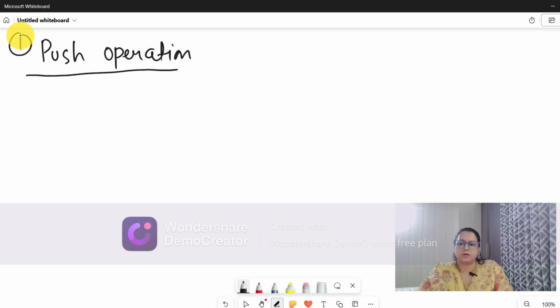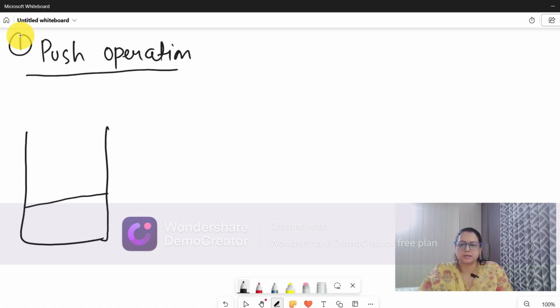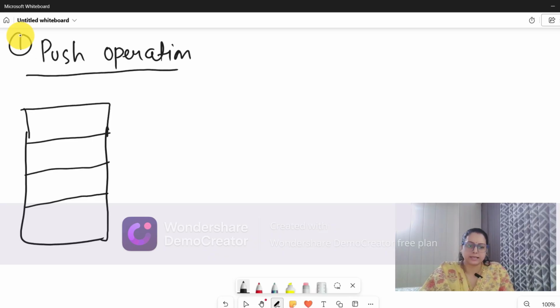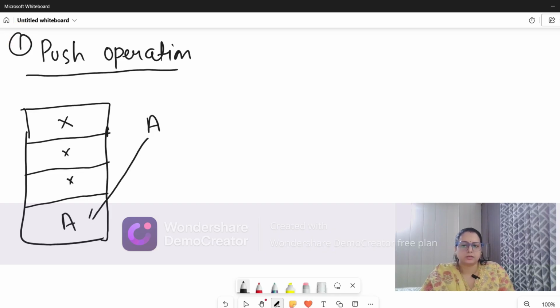Push operation. First of all, we have a stack over here, and this is the stack. The linear data structure stack is drawn over here, and these are the places where we will insert the elements. First of all, A is the main element which is to be inserted. So where will it be inserted? Here, not here, not here. It will be inserted in the very first position here. The first position from the bottom, and then it becomes the topmost element because no more elements are over there.